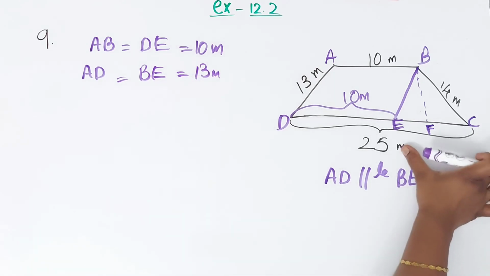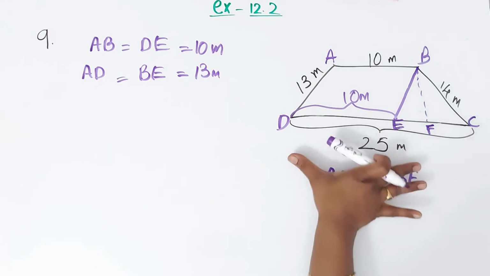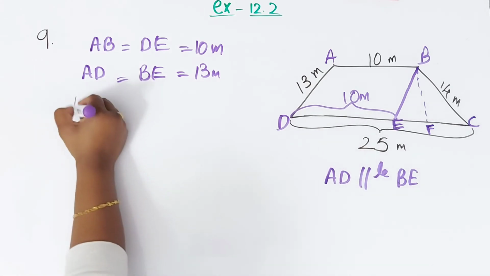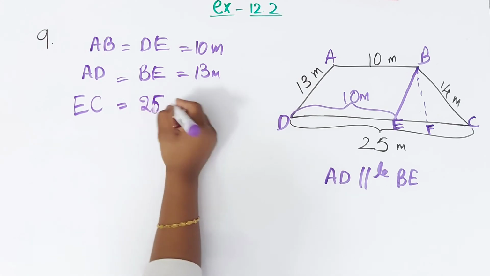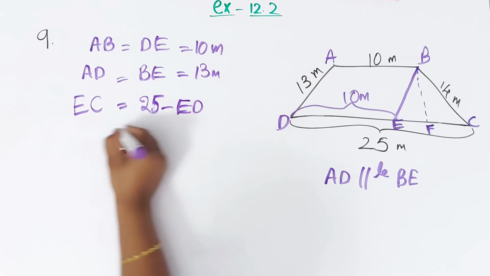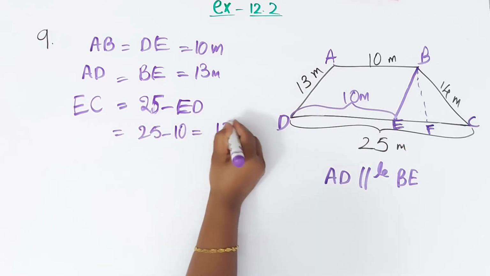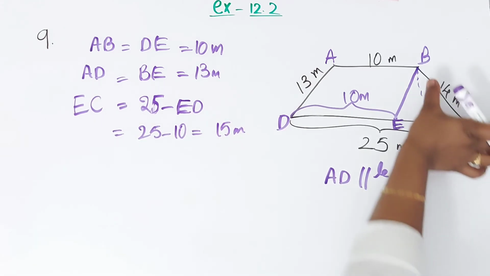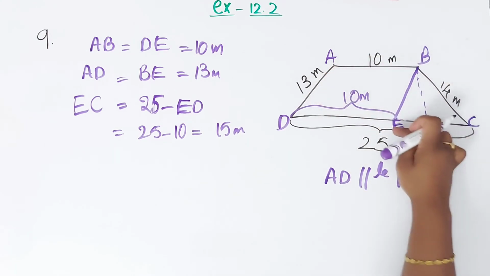Now, coming to EC. Here, this is already 10 meters. Now, what is the length of EC? 25, whole length 25 minus 10, that is 15. Right, children? EC equals 25 minus ED. 25 minus what is ED? 10 meters. That equals 15 meters now. Correct, children? So, we know this length is 15 meters and this is 14 meters and this one is 13 meters. We can find out this triangle area, children.